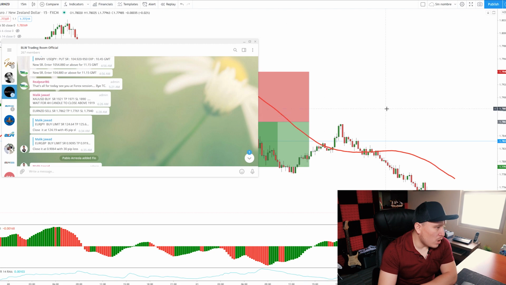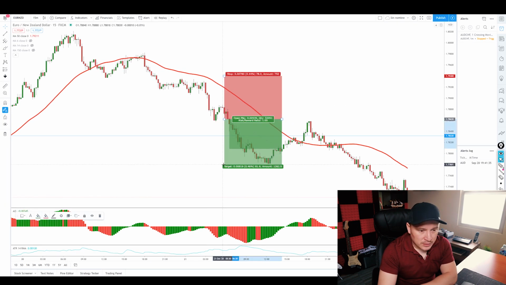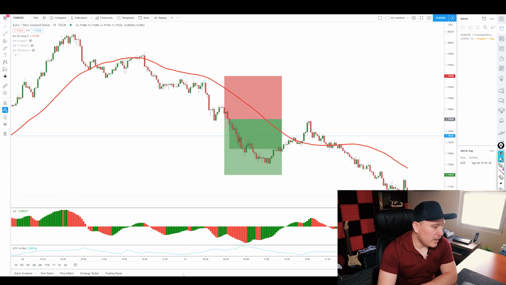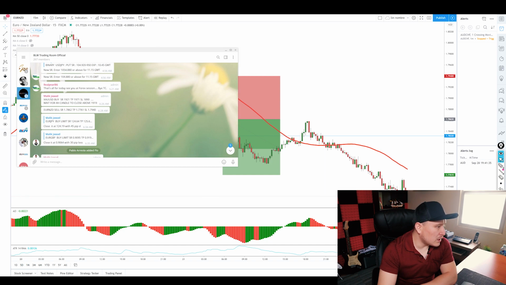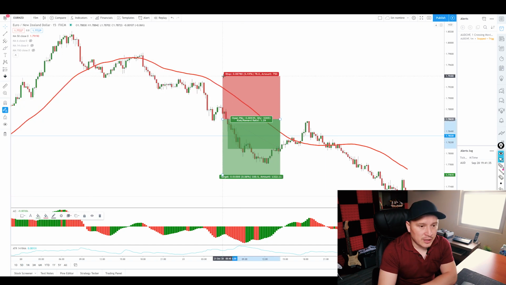The take profit is 1.7761, 7761, which is, oh, it's actually below 61, pretty much in there. And the stop loss was 79.40, 79.40. There you go. That is the stop loss level, right?